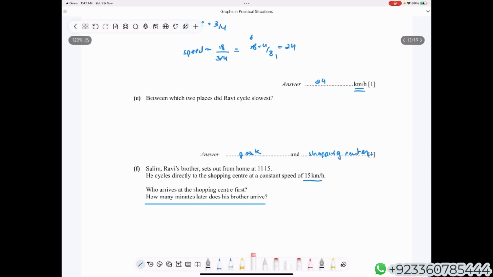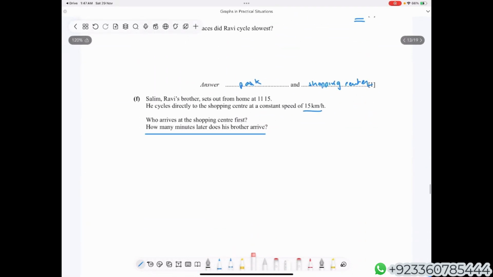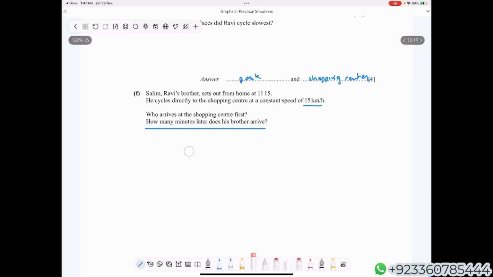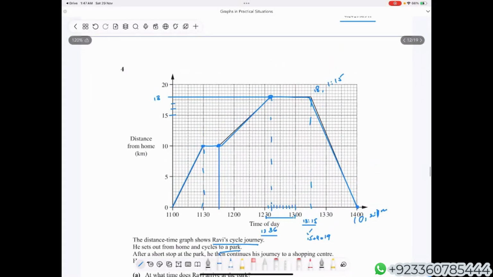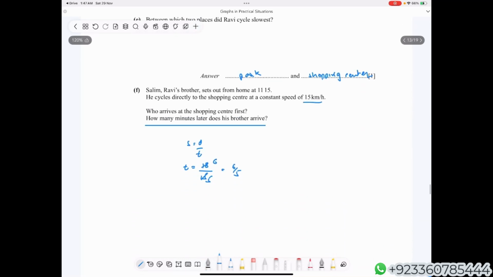Okay, so first of all, what is the distance from home to the shopping center? It is 18 kilometers. You can see it from the graph. And if his brother travels at a constant speed of 15 kilometers per hour, that means speed is equal to distance over time. The distance to cover is 18, so time will be 18 over speed, which is 15. 3 sixes are 18, 3 fives are 15. This is 6 by 5. The speed is in kilometers, so this is 6 by 5 hours.